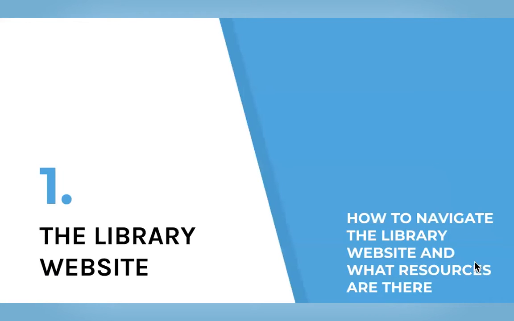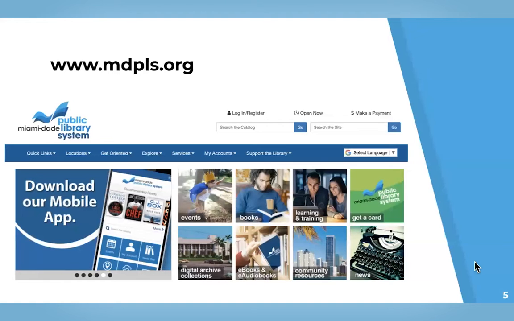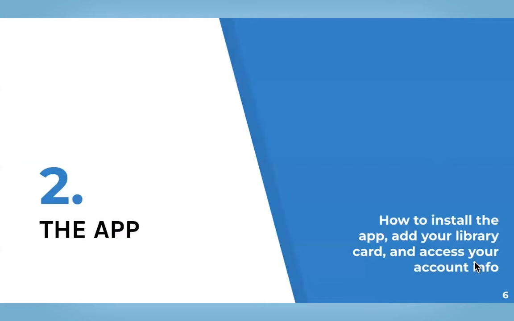So starting off with the public library website, we're going to talk about how to navigate it, as I said, and what resources are there. The URL for the Miami-Dade Public Library website is mdpls.org. You can Google Miami-Dade Public Library or use your preferred search engine to search this up, and you can get there. And then we'll also talk about the app kind of simultaneously.